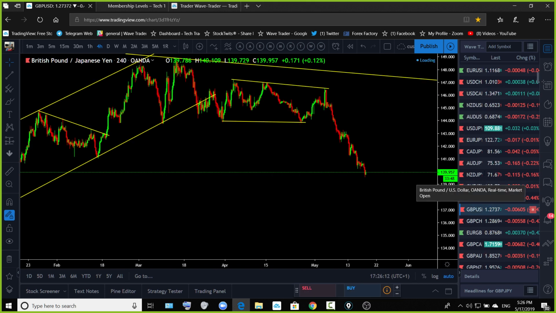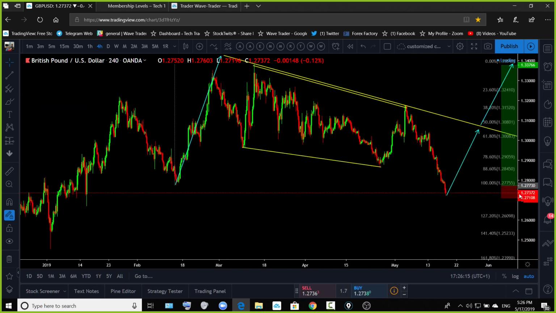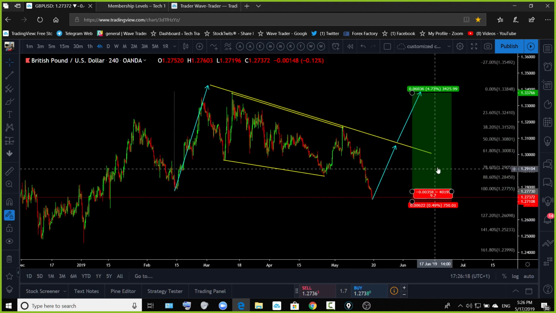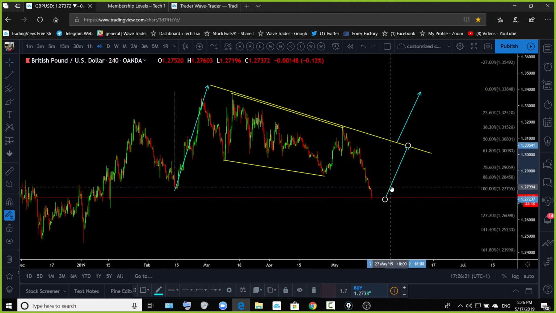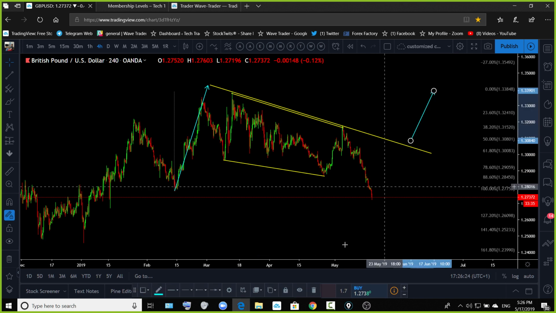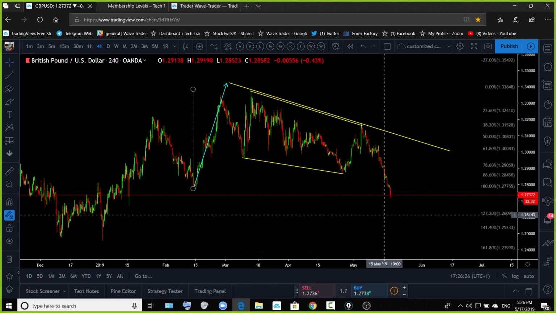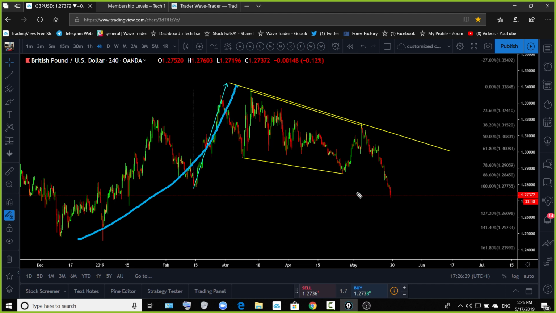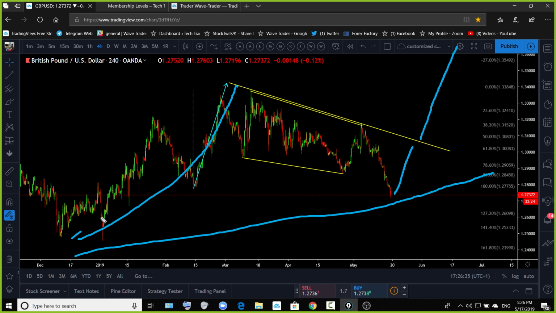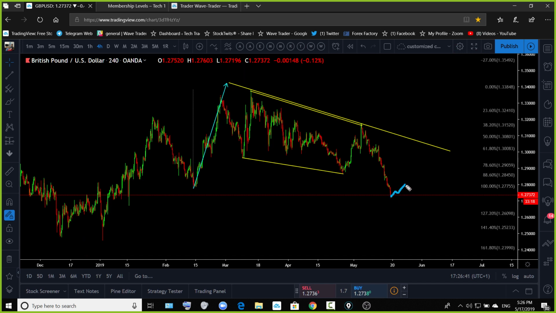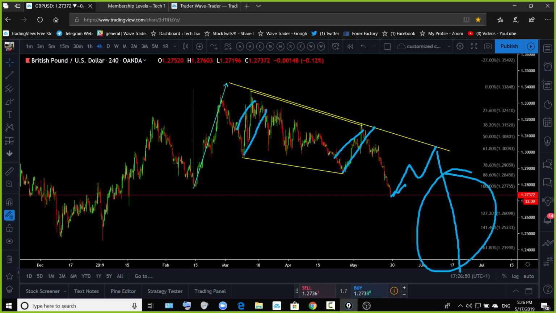So pound dollar, we are looking for pound dollar to either correct and continue the trend, or make another up move like that, with the next leg appearing over there. Either correct and then drop, a similar kind of move, and then drop, or reverse the trend. We are actually looking for a reversal.